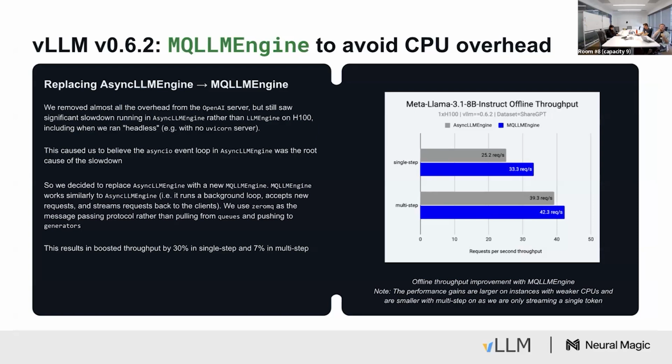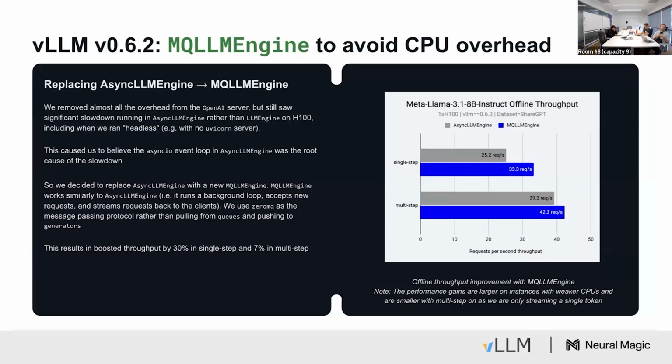But we still found overhead in just comparing the async LLM engine to the LLM engine, because we have so much use of async IO, which allows for concurrency inside of Python. But due to the global interpreter lock in Python, you're still only getting basically single thread performance in one process. So we decided to replace the async LLM engine with MQLLMEngine, making a new process where all of the scheduling and accepting requests and returning tokens back to clients are handled, either through the offline interface or through API servers.